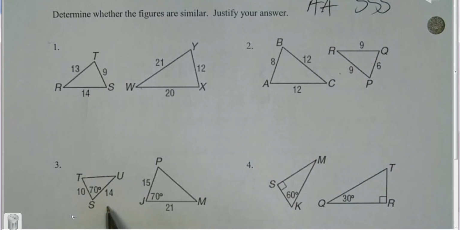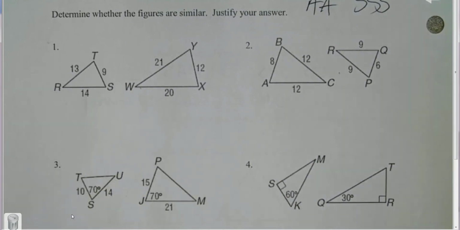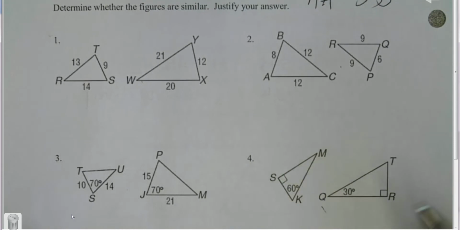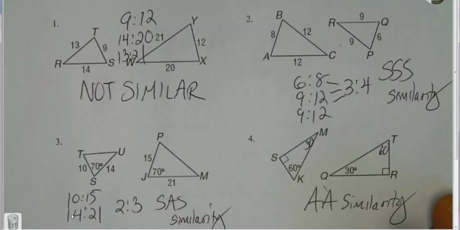One angle, so they must be trying for side, angle, side. Two angles, they must be trying for angle, angle. In order to check to see whether or not they work, you have to show that two angles are congruent, or one, and then you check for side proportionality. So go ahead and check 1 through 4, pause the video. I'll have the answers for you when you're done.